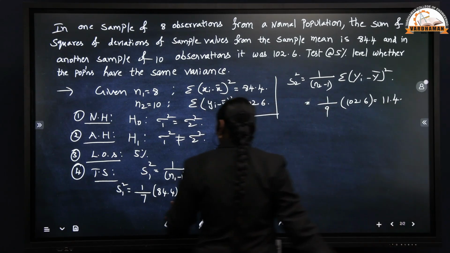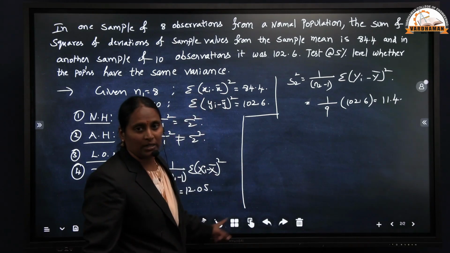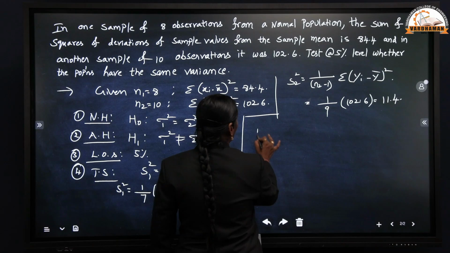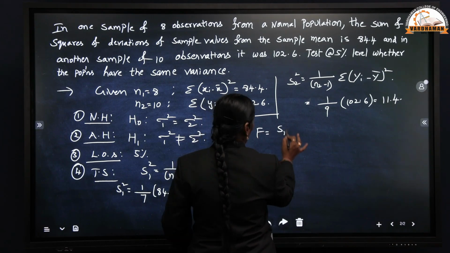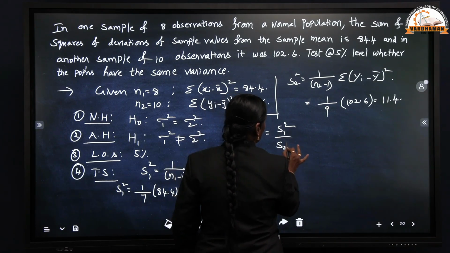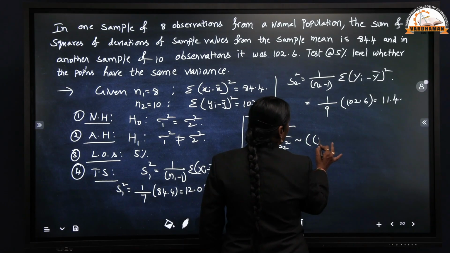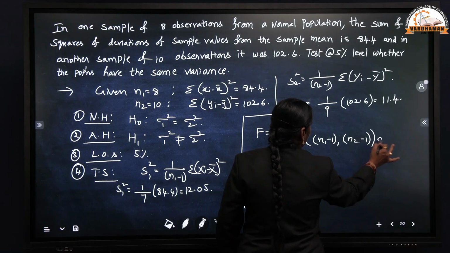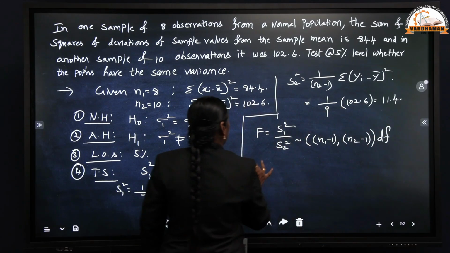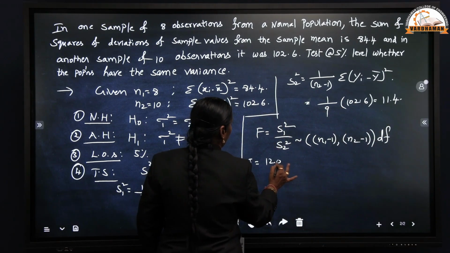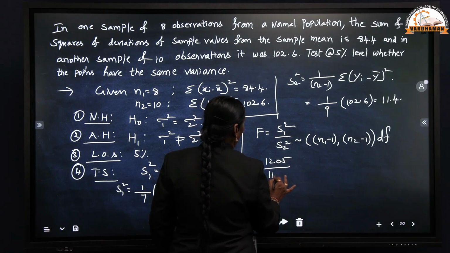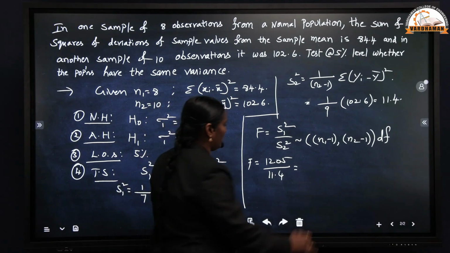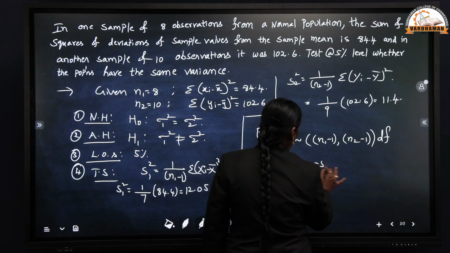11.4. Observing s1 square and s2 square, the value of s1 square is greater, so we write the greater value in the numerator. That is, F is equal to s1 square by s2 square. It follows n1 minus 1 comma n2 minus 1 degrees of freedom. So F is equal to 12.05 by 11.4. The calculated value of F we get is 1.05.